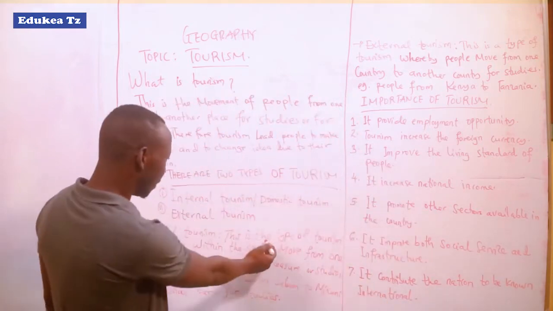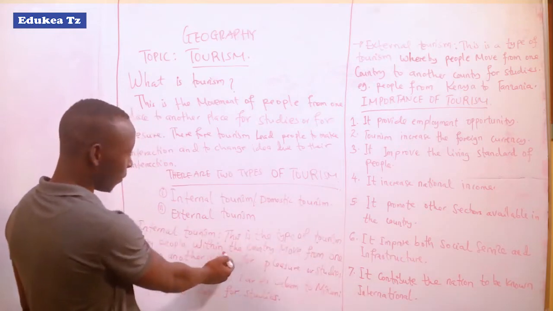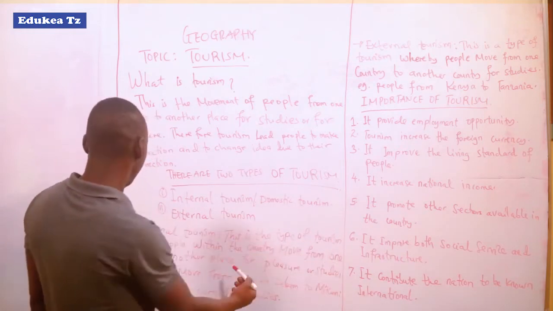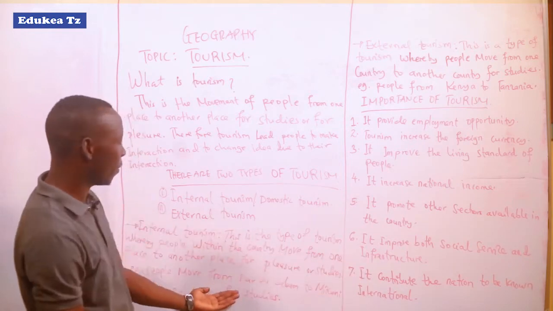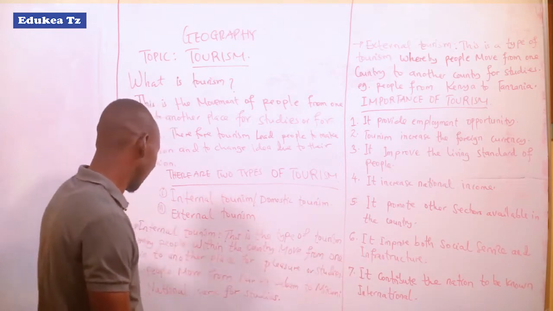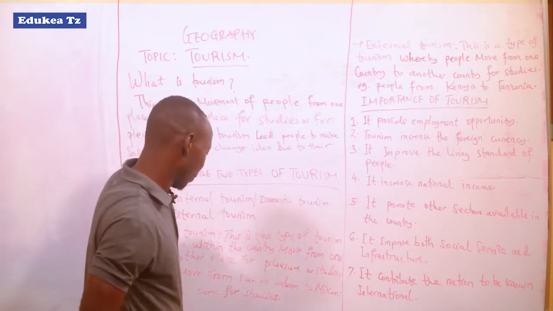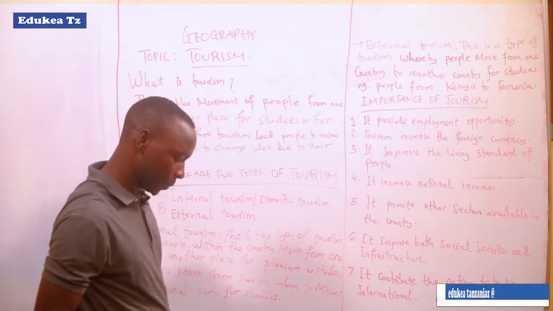This is the type of tourism whereby people within the country move from one place to another for pleasure or studies. For example, people may move from Dar es Salaam to Mikumi National Park for studies.